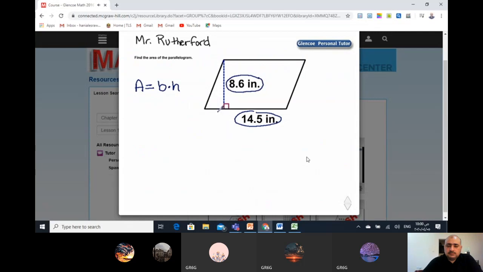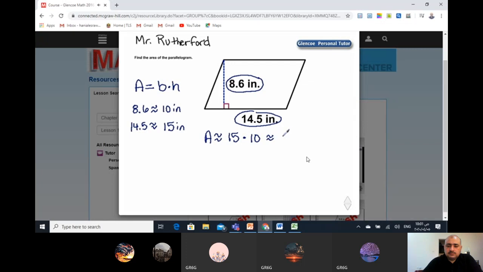Now let's estimate this value first. So instead of 8.6, let's use 10 inches. And for 14.5 inches, we'll use 15. Because we can easily multiply these two and estimate our area. So our area will be approximately equal to our base, which is 15, estimated, times 10.